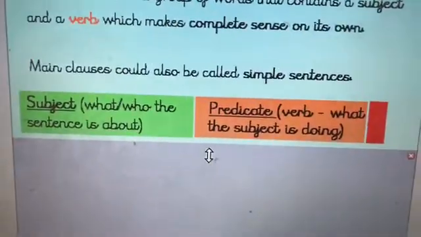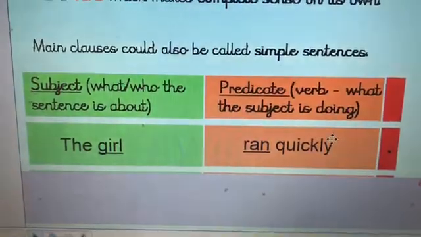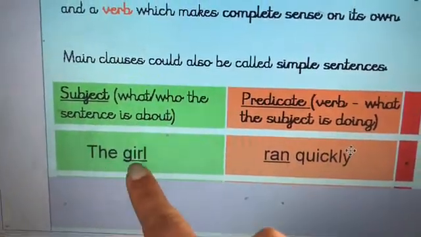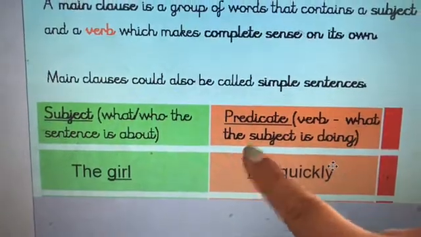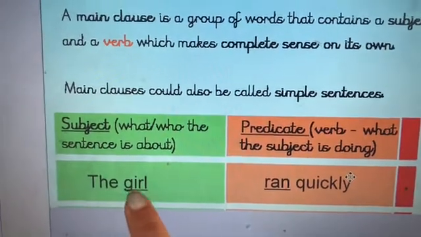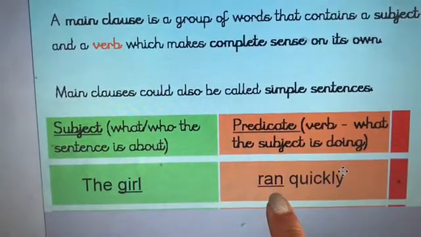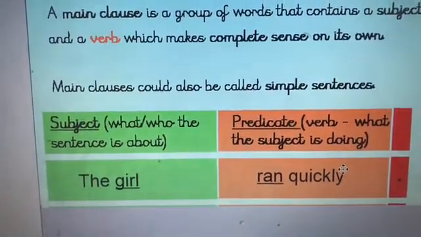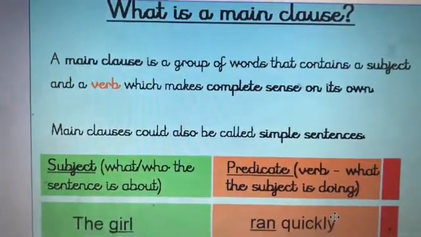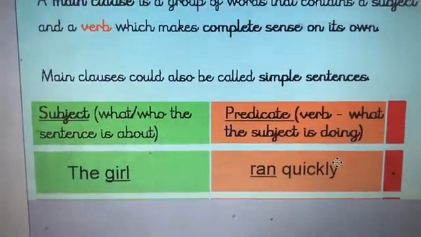Our predicate has usually got the verb on, and it tells us what the subject is doing. So, for example, I have got a main clause or a simple sentence here: the girl ran quickly. On our green card, we have the subject, what or who the sentence is about. It is about the girl, and the predicate is telling me what the subject is doing: she ran quickly. I've underlined the noun on my subject card, and I've underlined the verb on my predicate card. You're going to do that too. Just to double check, a main clause makes sense on its own. The girl ran quickly. Fantastic. And not forgetting my full stop.